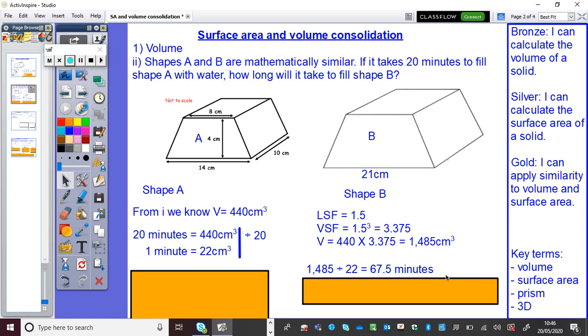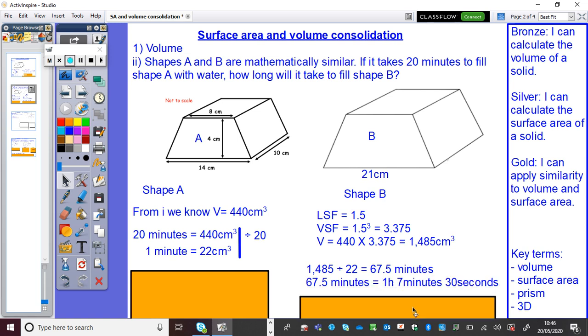I've used my calculator to work that out. Now what I've actually done is I've changed that. Okay, 67.5 minutes sounds a little bit daft to us, doesn't it? So that is 1 hour, 7 minutes and 30 seconds.